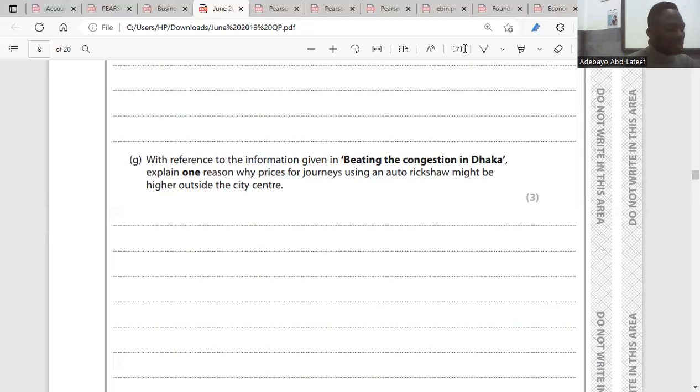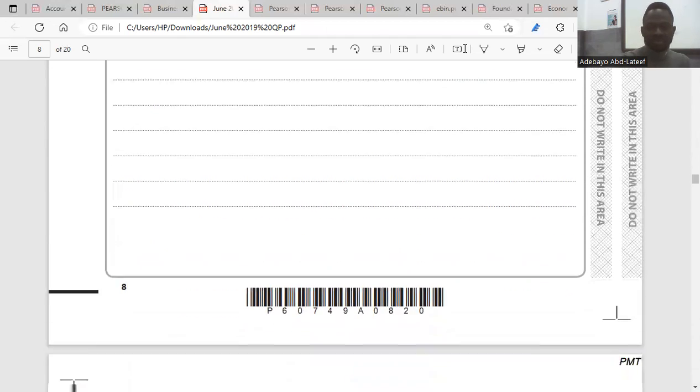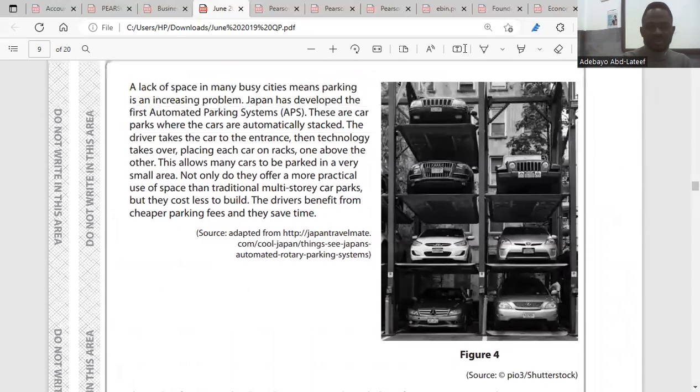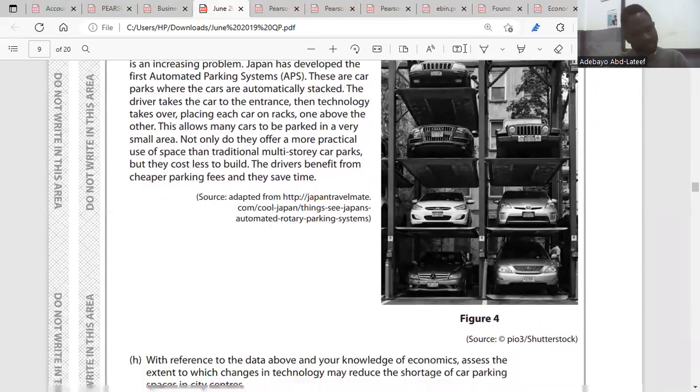stacked. The driver takes the car to the entrance. Then technology takes over, placing each car on racks, one above the other. This allows many cars to be parked in a very small area. Not only do they offer a more practical use of space than traditional multi-story car parks, but they cost less to build. The drivers benefit from cheaper parking fees and they save time.